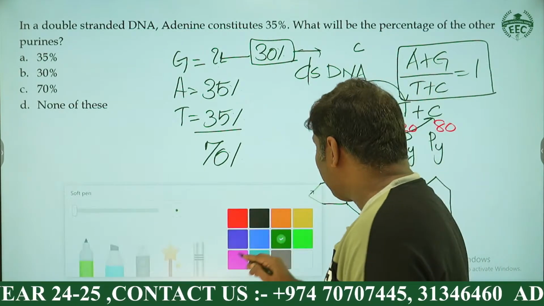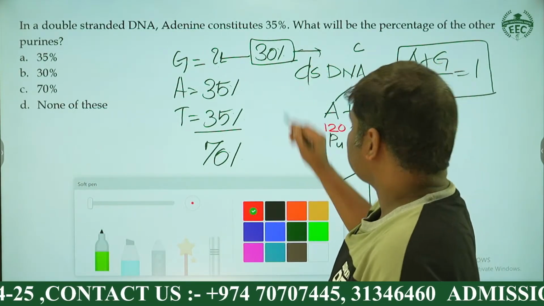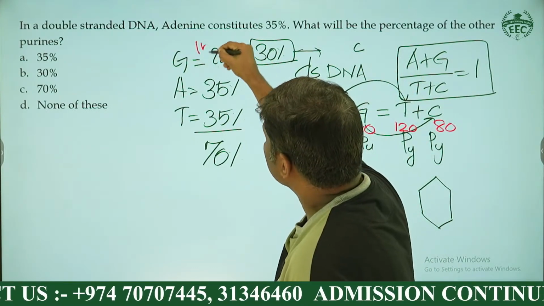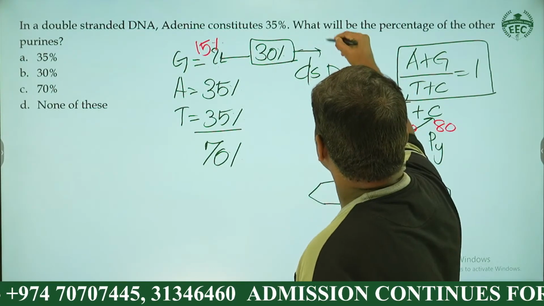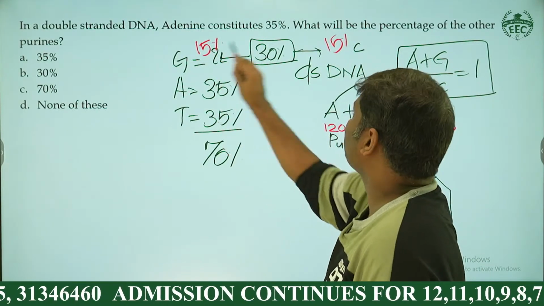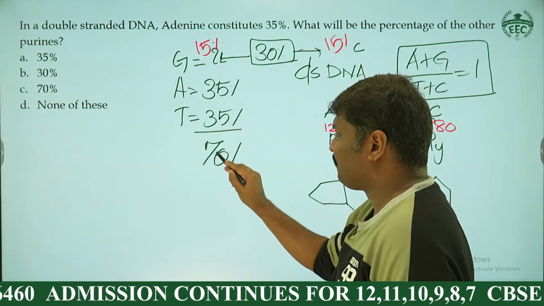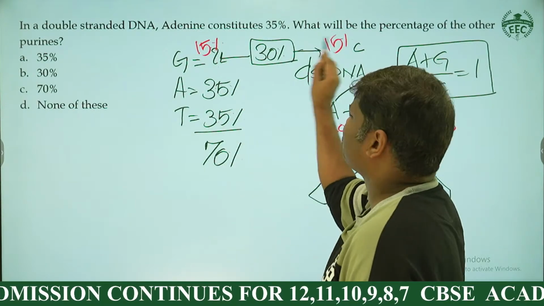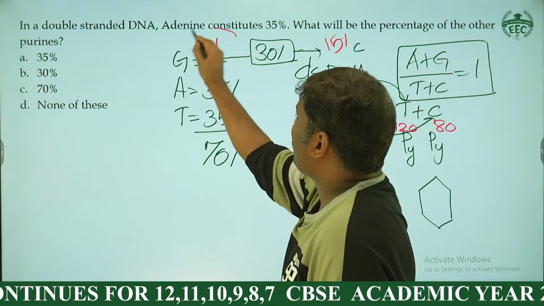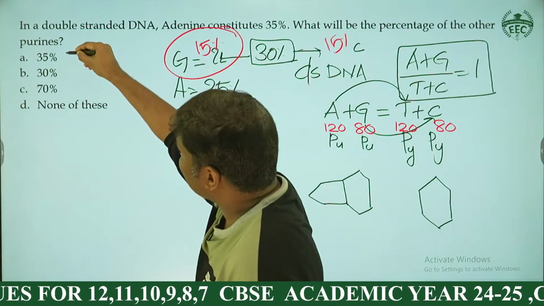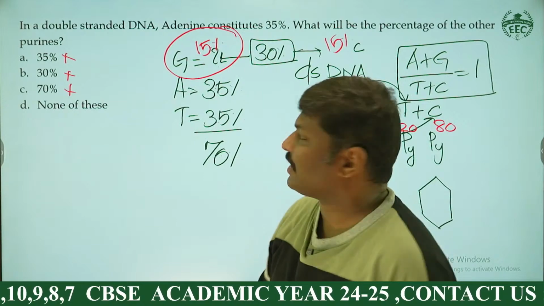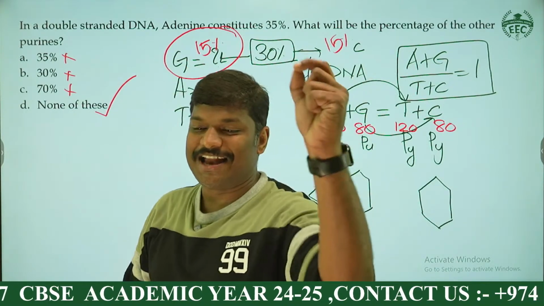Equally dividing into guanine and cytosine means what? 30 divided by 2. So here it will be 15%, and here also it will be 15%. That's why 35 plus 35 plus 15 plus 15: 35 plus 35, 70%, 15 plus 15, 30%, 70 plus 30, 100%. So the guanine is 15%. Answer, the first one is wrong, second one is wrong, third one is wrong, because 15% is not given. So that's why the answer is none of these.